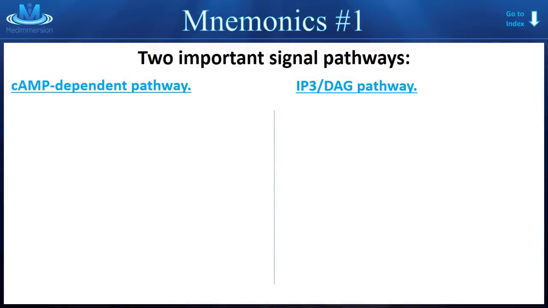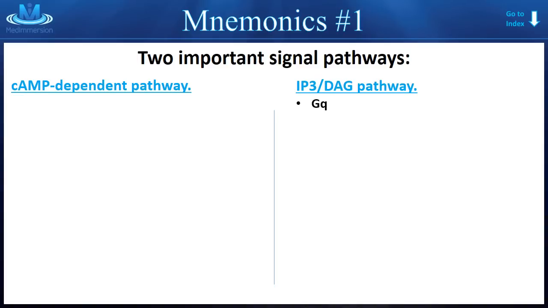And now into the mnemonics about how you're going to remember all this stuff and vomit it back up on your tests. Okay, starting with the IP3 DAG pathway. You absolutely have to know that the Gq protein is associated with this pathway. What about all the receptors that use a Gq protein? This is also high yield.